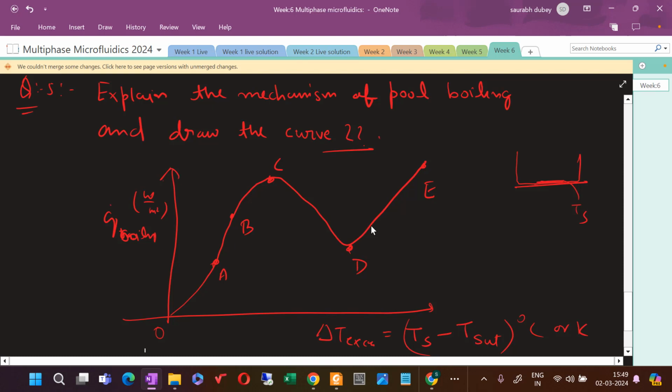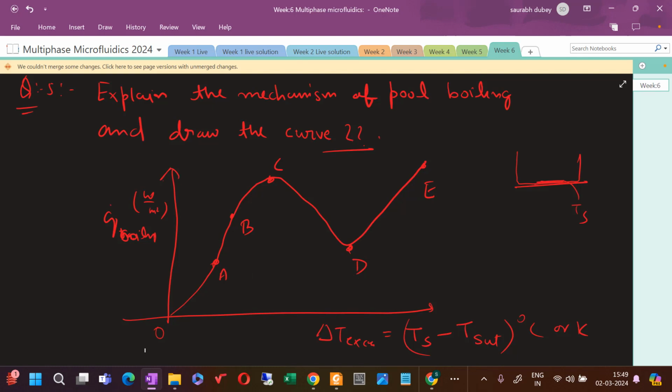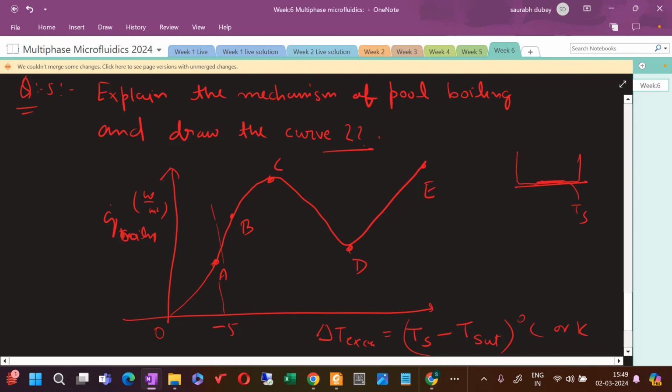The heat flux and the delta T excess start increasing, and the temperature of the water reaches its saturation temperature. When this T excess increases and attains a positive value, then boiling takes place. This stage of boiling is known as free convection boiling. So these are negative till when? Till A. These are -5, 0, and so on. But when this attains a positive value, then boiling starts, and once the boiling starts, the subsequent stage comes into the picture. So this is the natural convection.